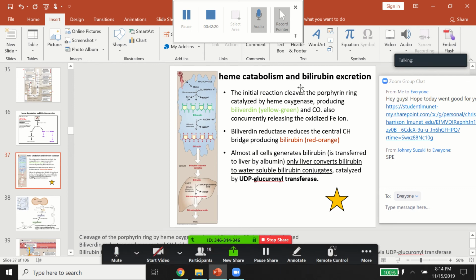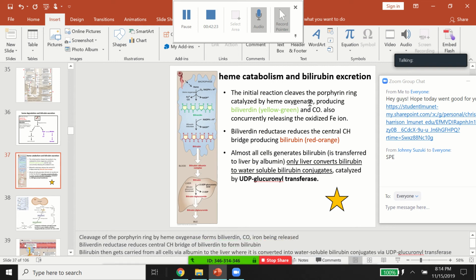Okay. So the first thing that happens is the initial reaction. It cleaves that porphyrin ring, catalyzed by heme oxygenase, to form biliverdin. So basically, you get heme via heme oxygenase to form biliverdin. Biliverdin, you're going to think of as a yellow-green color. Now biliverdin is converted to bilirubin by biliverdin reductase. That's all summed up in this picture for you to read through, and bilirubin is more of a red-orange color.